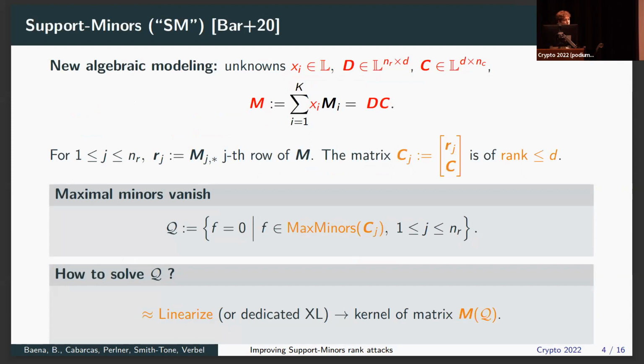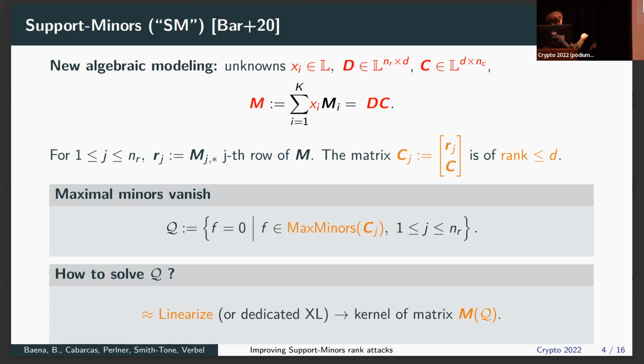So this is not enough to come up, of course, with a complete attack, because it remains to solve the instance once you have the MinRank problem. And in this area as well, there was another breakthrough, which is called Support Minors, which was proposed by Bardet et al. And Support Minors is a new algebraic modeling to solve the MinRank problem.